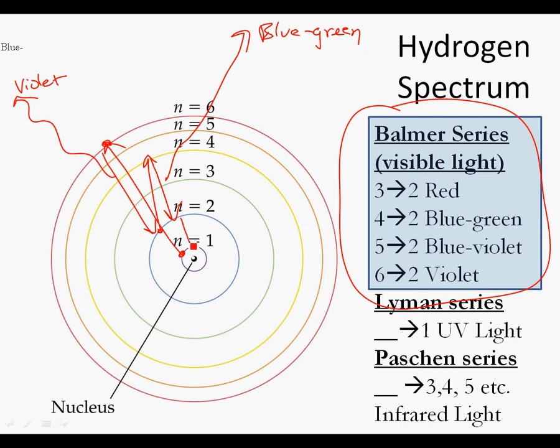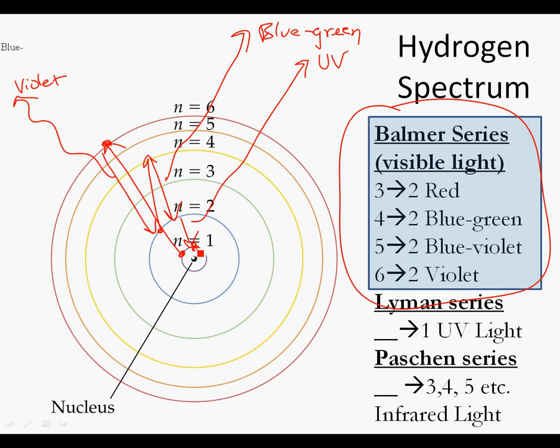Right? Let's say it drops back down to the first. It actually gives off a kind of light we can't see called ultraviolet light, UV. That's the kind of light that gives skin cancer. In other words, you probably could use a hydrogen bulb as a tanning bed. I wouldn't recommend it, though. Skin cancer isn't so much fun.